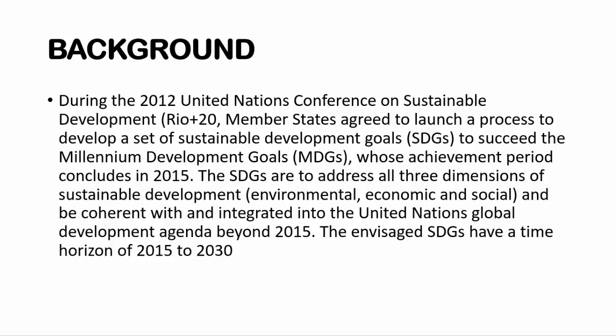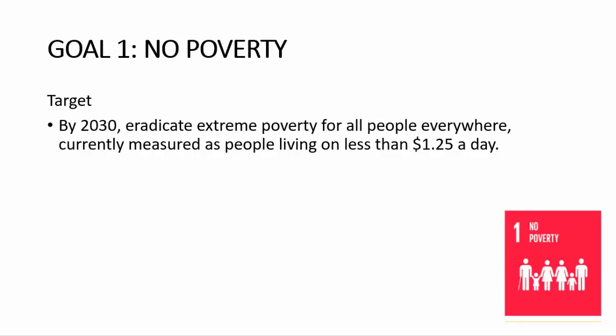It says the SDGs are to address all three dimensions of sustainable development: environmental, economic, and social, and be coherent with and integrated into the United Nations Global Development Agenda beyond 2015. The envisaged SDGs have a time horizon of 2015 to 2030. So, guys, right now we are in 2020, so 5 years have already elapsed and we have 10 years to go. Okay, so let's consider some of these goals. Let's discuss the first four and see what we can learn.